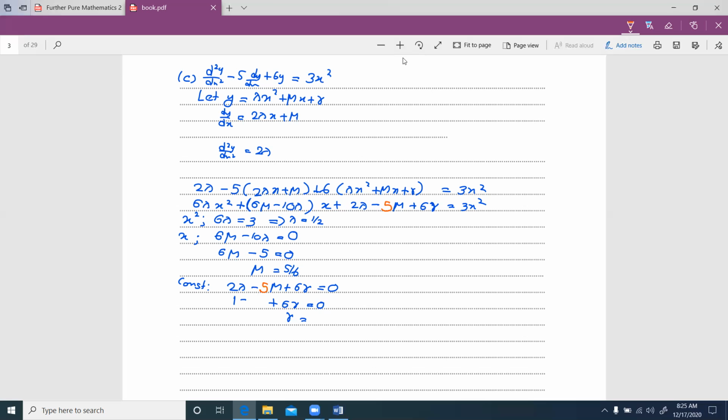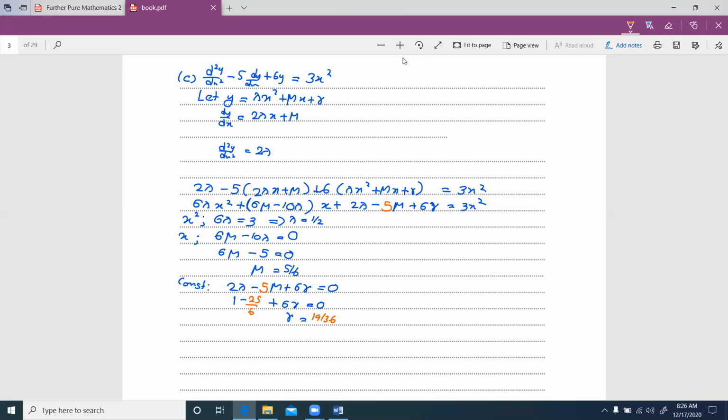Mu, we already got the mu value as 5 over 6. Minus 25 over 6. 1 minus 25 over 6. Just, it's 19 over 6. 19 over 36. Then it turns out to be 19 over 36, right? Okay. Now then you can write the particular integral with it.